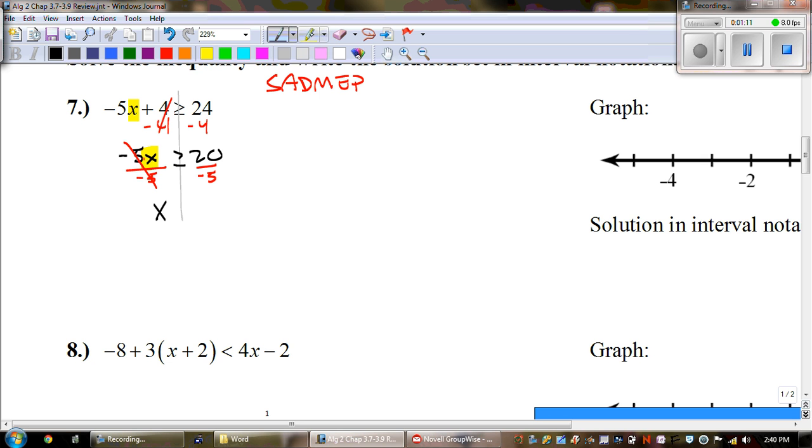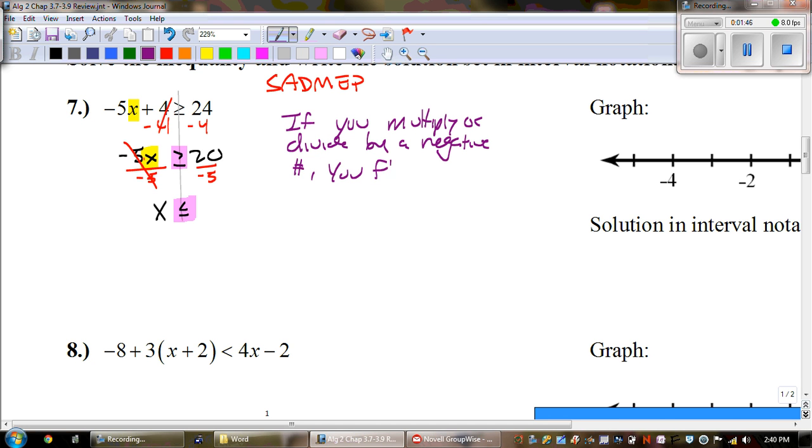Now, what did I just divide by? Yeah, I just divided by a negative. And whenever we divide by a negative, we have to flip the sign. Okay? If you don't know that yet, or if you forgot, the rule is if you multiply or divide by a negative number, you flip the sign.